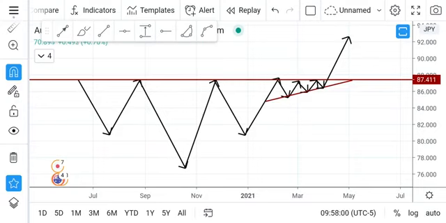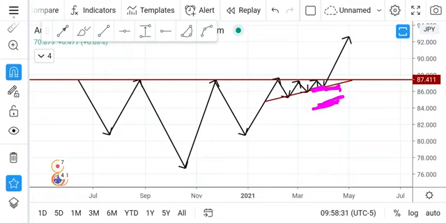So for example, if you want to trade this chart pattern, you want to go long around the trend line resistance and put your stop loss 1 ATR below the swing low of the trend line support. So that's it about double head and shoulders chart pattern and inverted head and shoulders chart pattern.